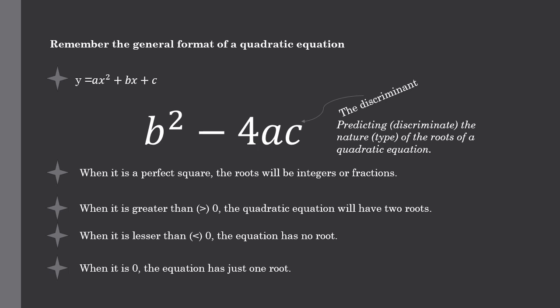Our second test is when the discriminant is greater than 0. The quadratic equation will have two roots, and when the discriminant is less than 0, we expect the equation to have no root because we cannot find the square root of a negative number. That will lead to complex numbers. So when the discriminant is less than 0, the equation has no root, and when the discriminant is 0, that means the equation has just one root.